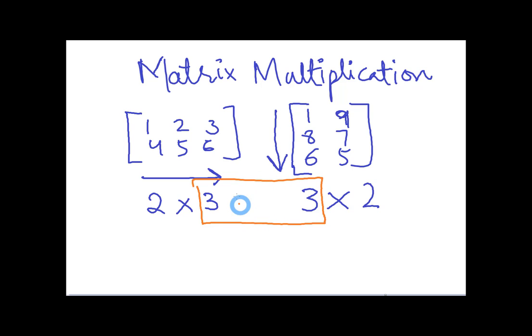So we have to follow this rule while performing matrix multiplication in R. We have to create our matrices with this particular order, so that the columns of the first should be equal to the rows of the second.